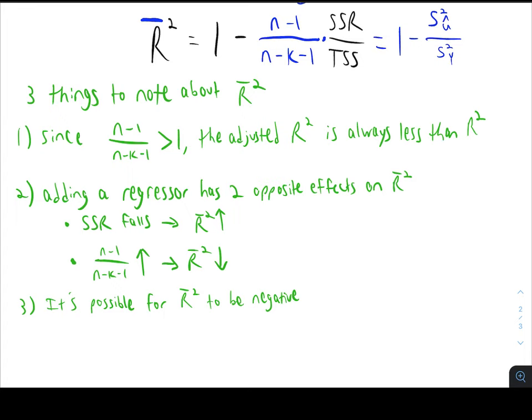So that would only happen if you have a really terrible model. First of all, your regressors are not explaining very much of the model, so the sum of squared residuals is really close to the total sum of squares, right? That means the explained sum of squares is really small. And then when you multiply that SSR over TSS by the adjustment factor, you could get a number bigger than 1, which could drive the adjusted R squared negative. Remember that the regular R squared has to be between 0 and 1, and the adjusted R squared is smaller than the regular R squared.